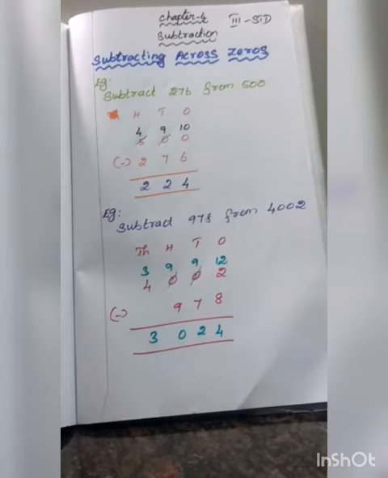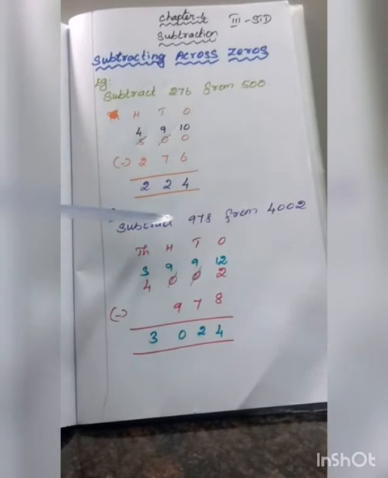224. This is the method of subtracting across 0. When the neighbor number is 0, you have to borrow from the next neighbor number. If you borrow from the next number, first you have to borrow to the neighbor number, and from the neighbor number again you have to borrow to the next number. So do it carefully.